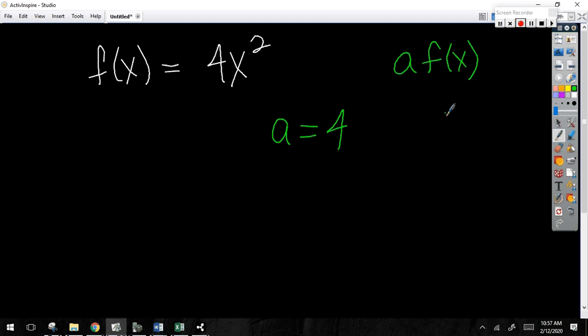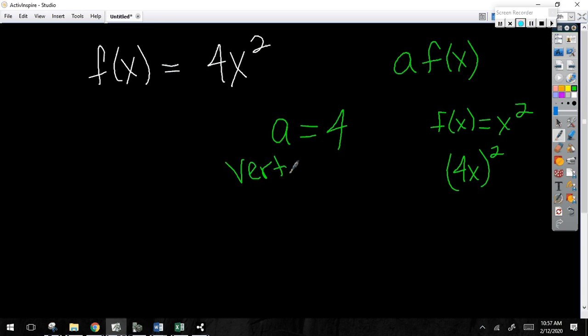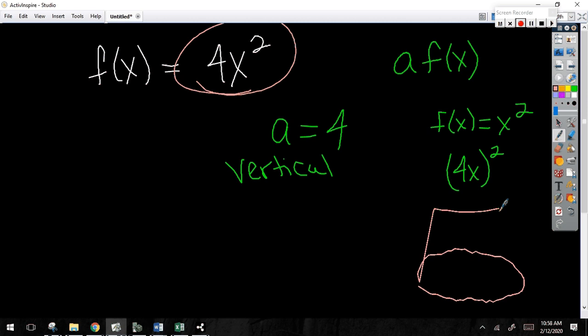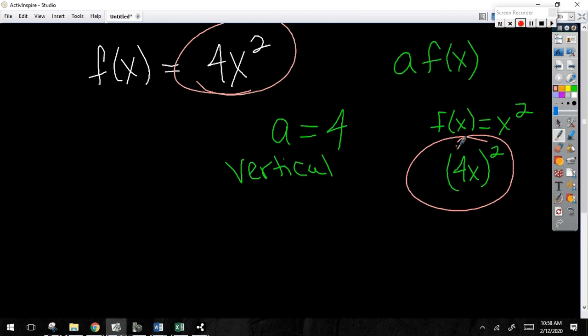If f of x is x squared, then this is A times f of x. It's in front of the whole equation. It is different than this. This would be horizontal. This one is vertical. Do you see the difference, Luke, in this? I do see the difference. Yes, there's clearly a difference there. This and this. Because it's got the parentheses.